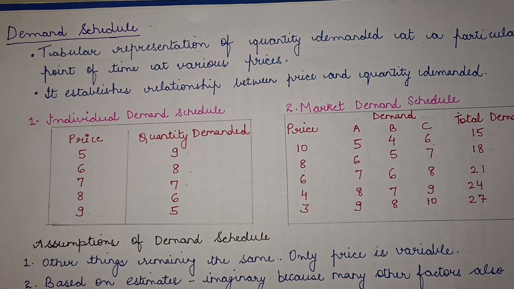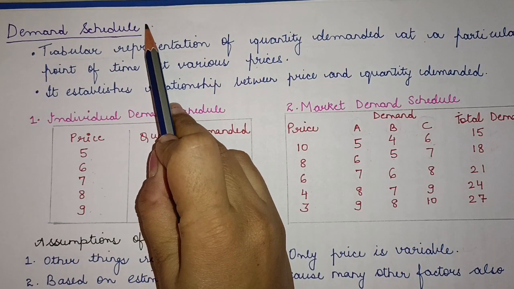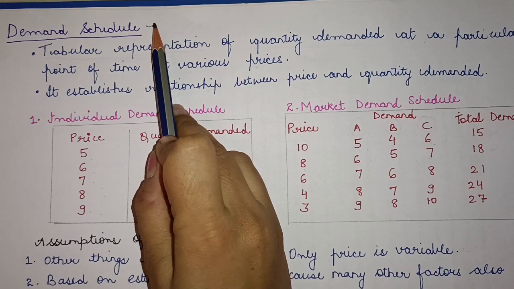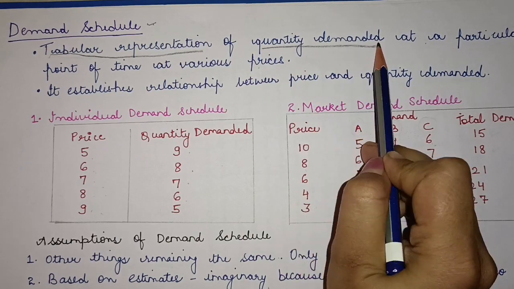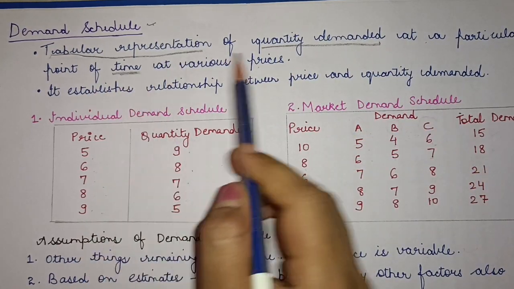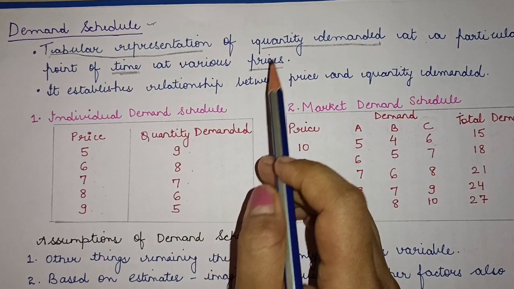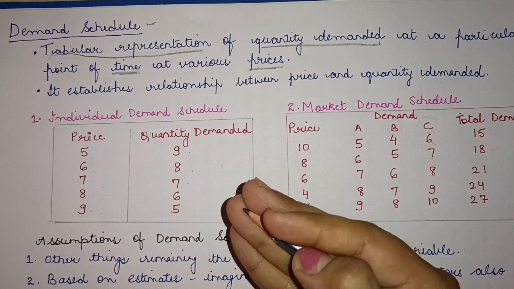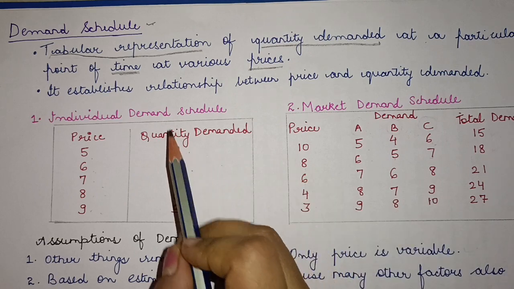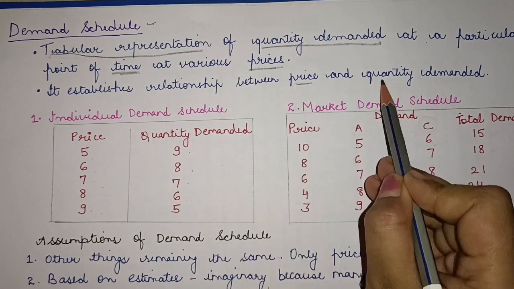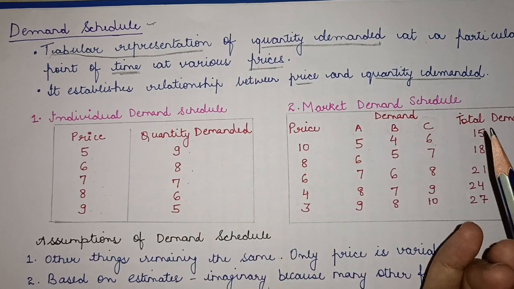The next subtopic of demand analysis is the demand schedule. What is a demand schedule? It is basically a tabular representation of the quantity demanded at a particular point of time at various prices. So when we talk about demand and present it in the form of a table, then it is known as a demand schedule. The demand schedule establishes the relationship between price and the quantity demanded of a commodity.